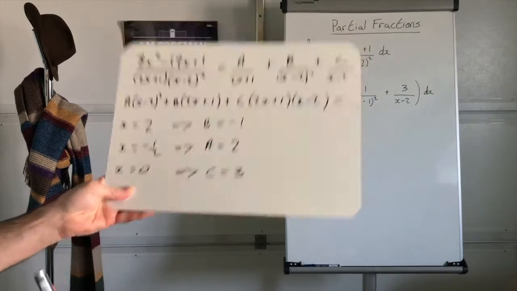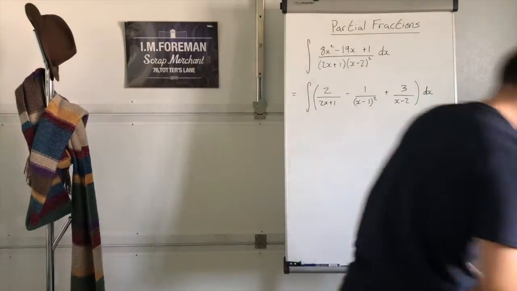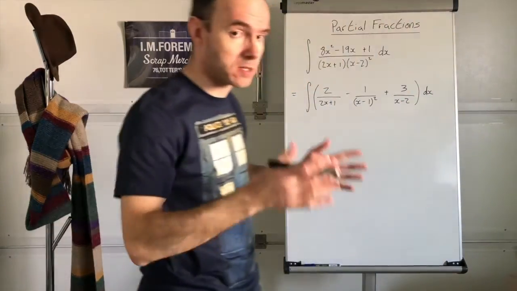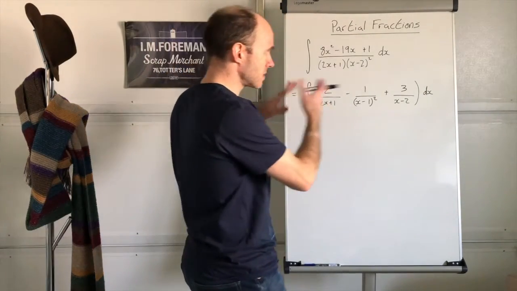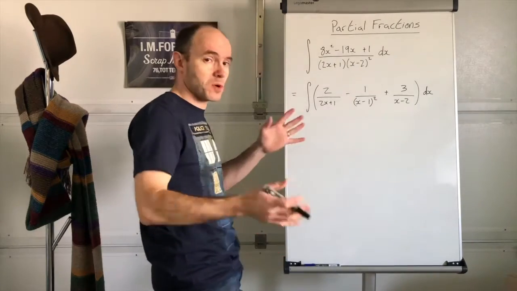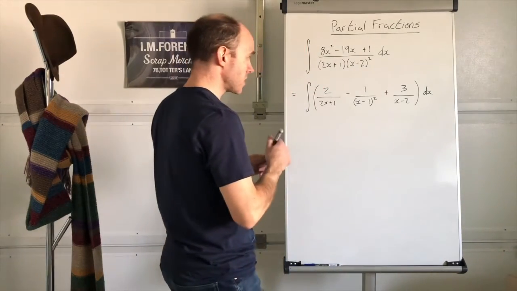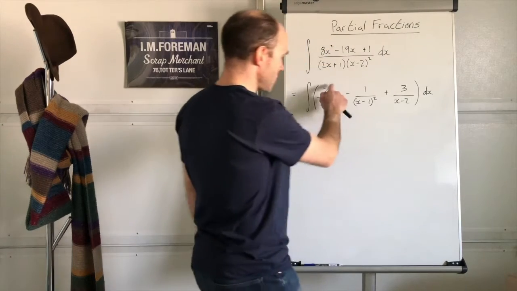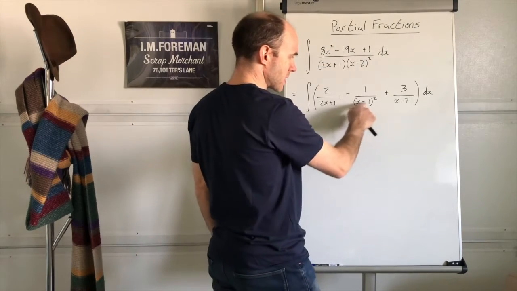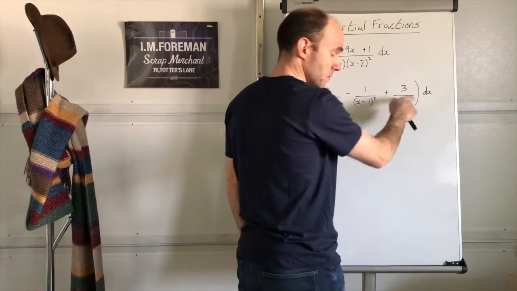So hopefully, if you needed to, you've paused the video and had a look through that. It's important to get the partial fractions bit right, but as I said, it is a recap. The new bit, for you in this chapter, is the integration of it. Having got the partial fractions, this can be written as 2 over 2x plus 1, subtract 1 over x minus 2 squared, plus 3 over x minus 2.